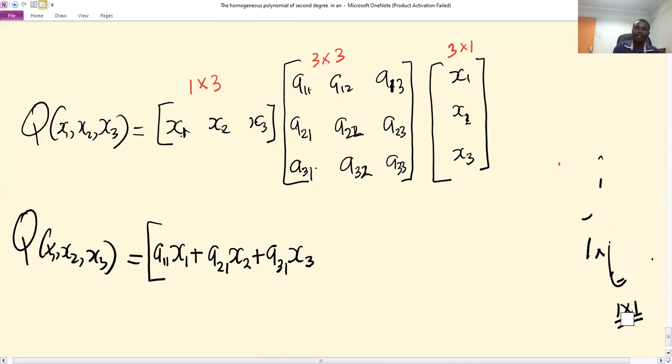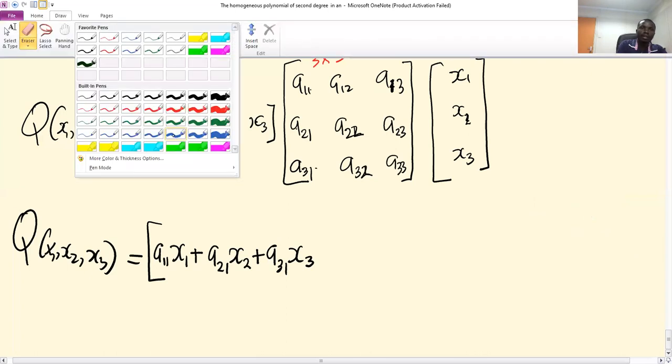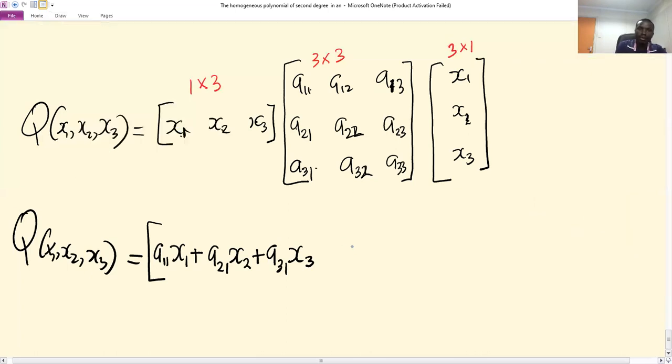And then next one, we multiply this row by the second column in the 3 by 3 matrix. So we'll have x1 by a12, so a12 x1, plus x2 by a22, so a22 x2, plus x3 by a32, so a32 x3. So that's the second element.